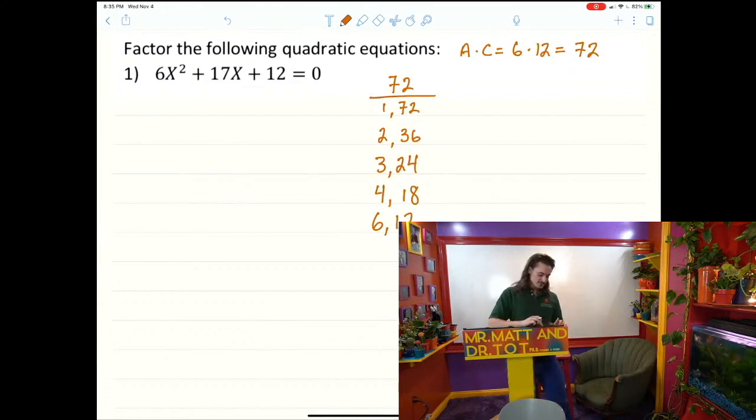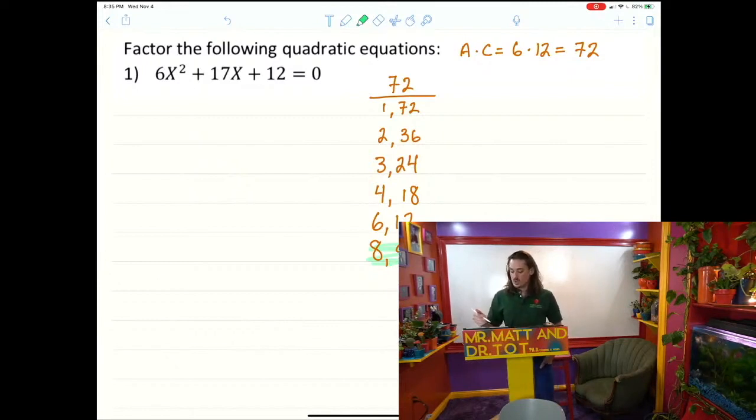I doubt that 7 goes into 72. Let's just check it. Nope. 72 divided by 8 is 9. So 8 and 9, notice that these are consecutive values here. There's no integer in between 8 and 9. They're consecutive on a number line. They have a marginal distance of 1.